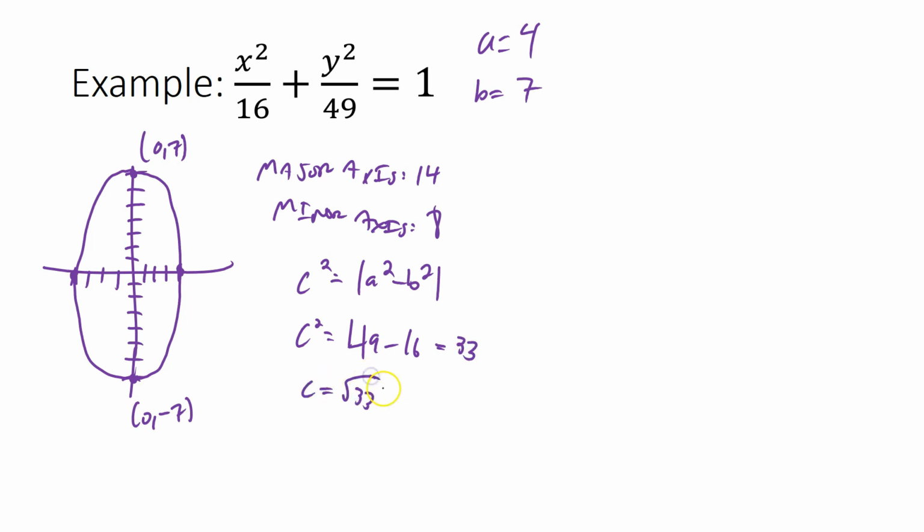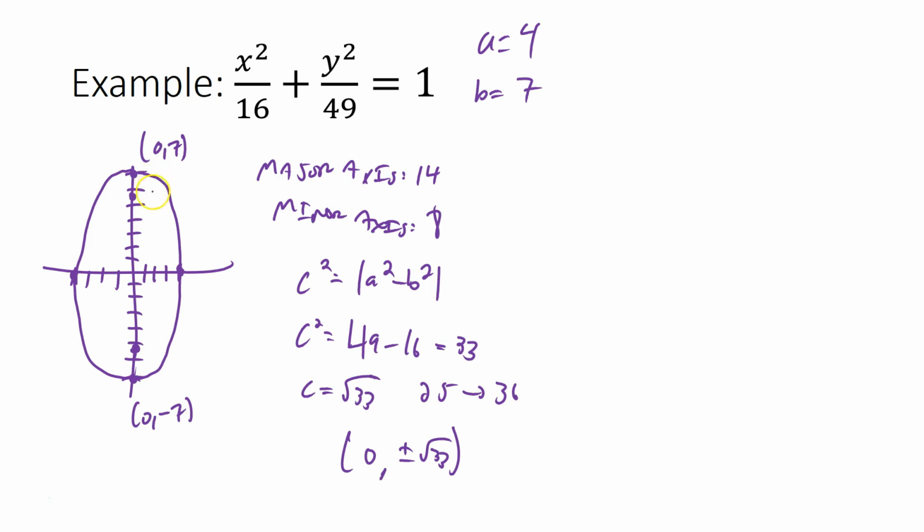Now what's that between? Well, it's between 25 and 36. So then that must be between 5 and 6. So go 1, 2, 3, 4, 5, just between 5 and 6 right here somewhere. And then down 1, 2, 3, 4, 5, somewhere between 5 and 6 here. So our foci are going to be at 0 plus and minus root 33. There we go. Okay, and that gives us a nice picture of our ellipse. That's really all you have to do.